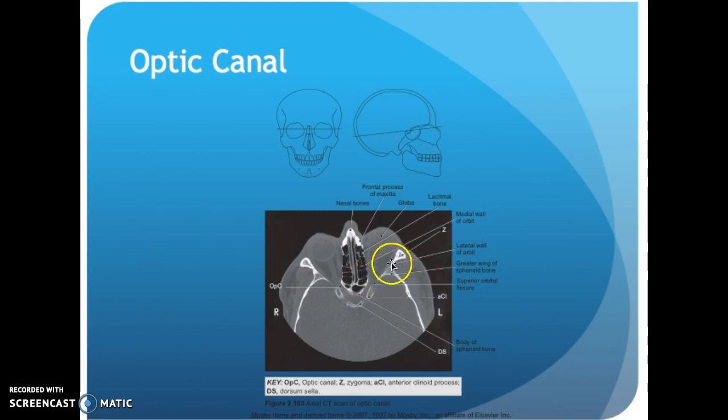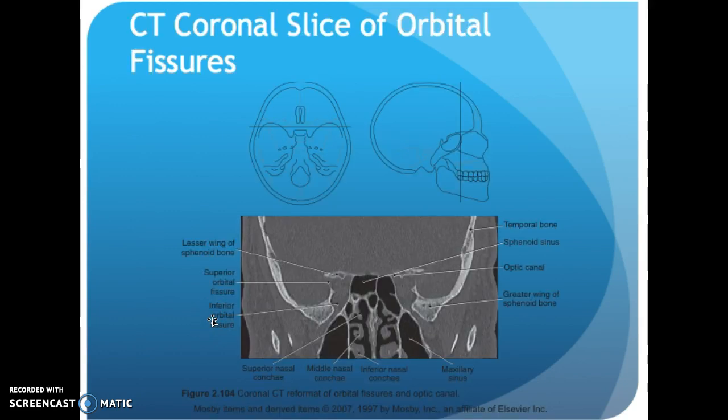You have your greater wing of your sphenoid with your zygoma coming around. This is the body of your sphenoid. This is your dorsum sella. The thing I wanted to point out here is your supraorbital fissure. So remember seeing that on the coronal slice, and your optic canal. Optic canal. You can guess what runs through there.